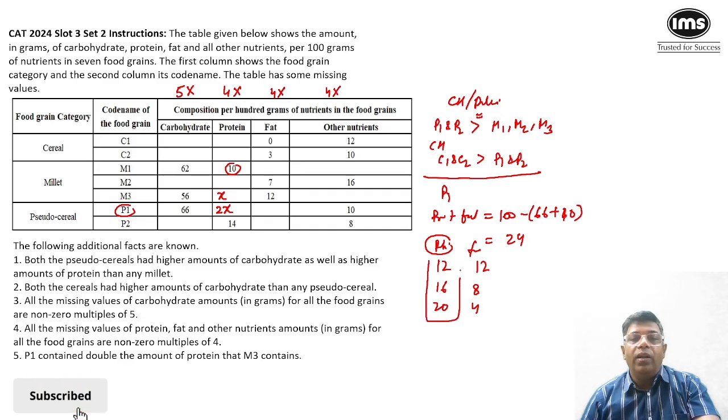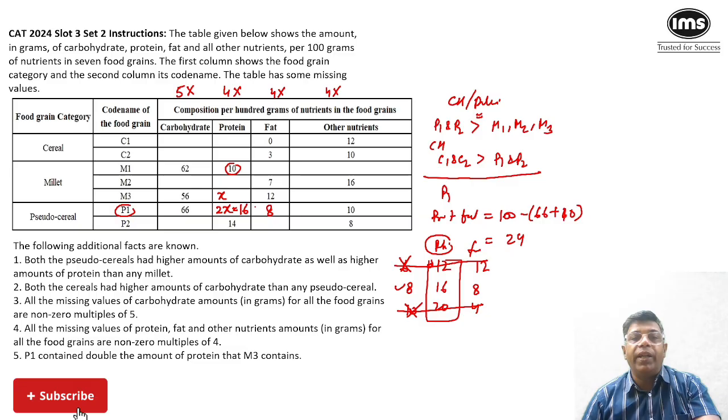Now another point that has been given: P1 has double the protein as compared to M3. If you take protein in P1 as 12, then protein in M3 will become 6. But this is not a multiple of 4, so this case is eliminated. Here 8, yes, it's a multiple of 4. This is 10, which is again not a multiple of 4. So now we know that this value has to be 16. This will become 8, and this will become 8. And we can figure out this value: 56 plus 20 is 76, so this will become 24. So now I know the values for M3 and P1.